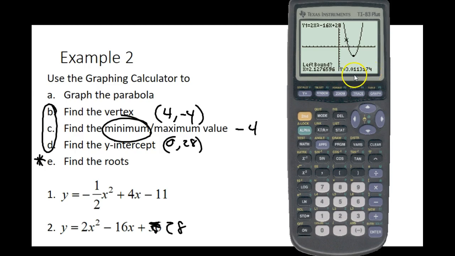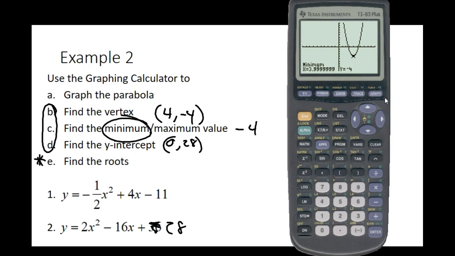So would you guys agree that dot is to the left of my vertex? So we're going to push enter. Now we're going to pick a point to the right of my vertex. So now I'm going to scroll some more until I get to the right side of my vertex. And we push enter again. And then finally you push enter one more time and it will tell you your vertex. So there's your 4, negative 4 that George told us. And that means our minimum value is negative 4.